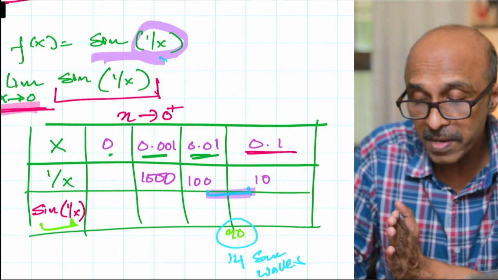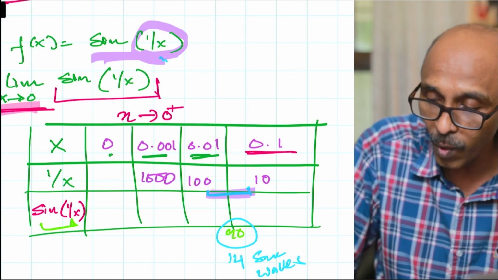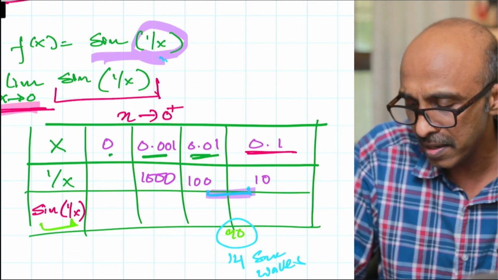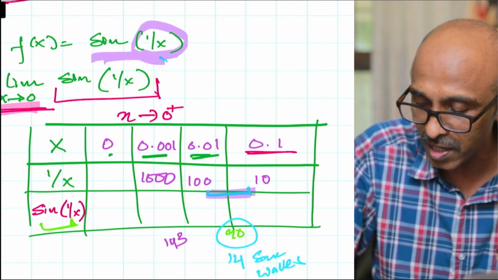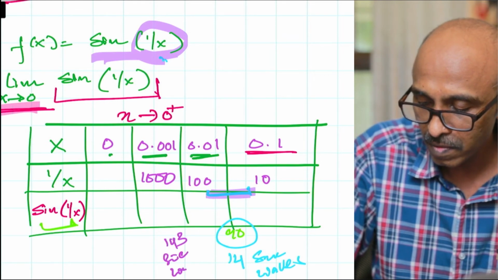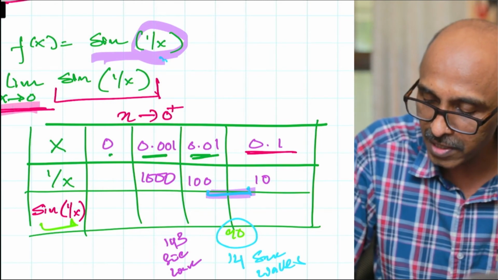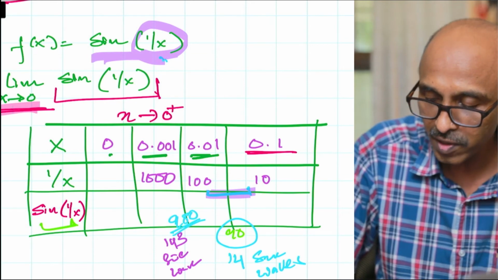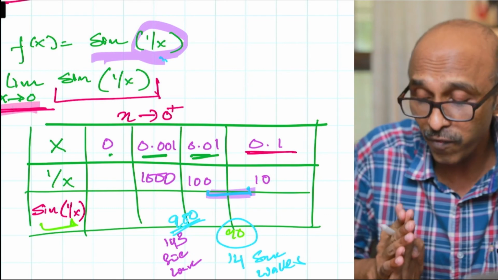Now, what's going to happen when we come to the next block? That means between 100 and 1000. Between 100 and 1000, that's almost 143. I worked it out. So almost 143 sine waves. Because you've got a gap of how many? This was 90. Already the gap has now gone up to 900, right? So if you divide 900 by 6.28, you'll get about 143 sine waves.